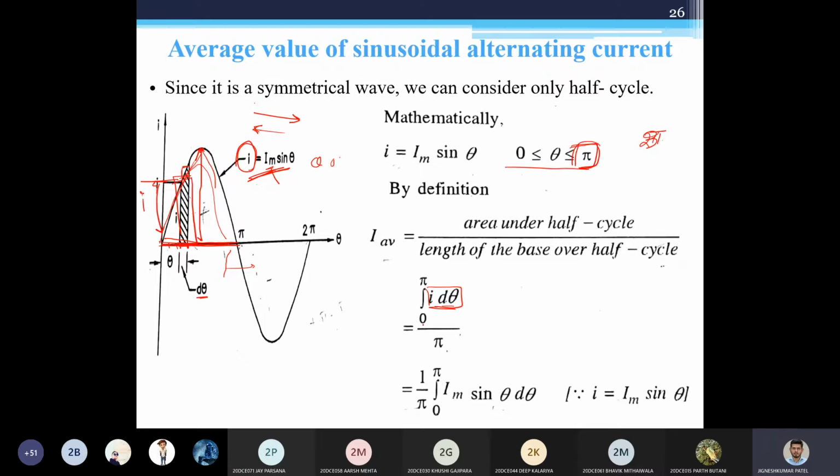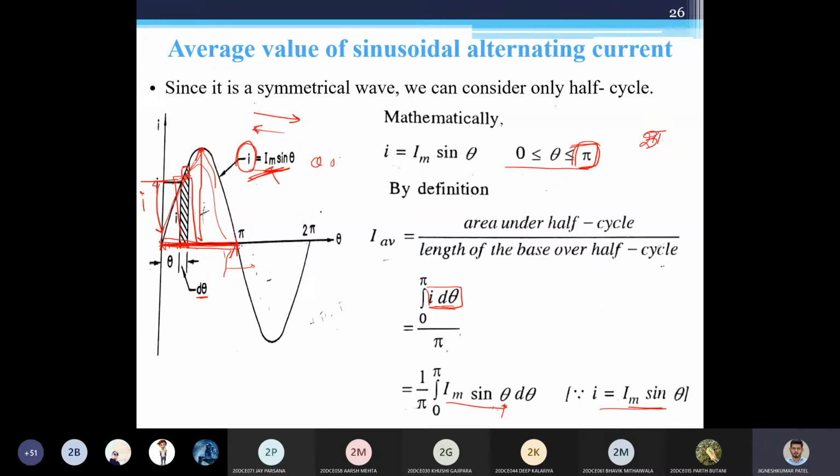So I'm going to integrate I into d theta over 0 to pi. The length of the base is, since the half cycle belongs to 0 to pi, pi. So what I get is I average equals 1 by pi, integration over 0 to pi of Im sin theta into d theta. Where does this term come from? It comes from I is equal to Im sin theta, which is also given over here. This is the value of I at any instant for different theta. So Im sin theta d theta.